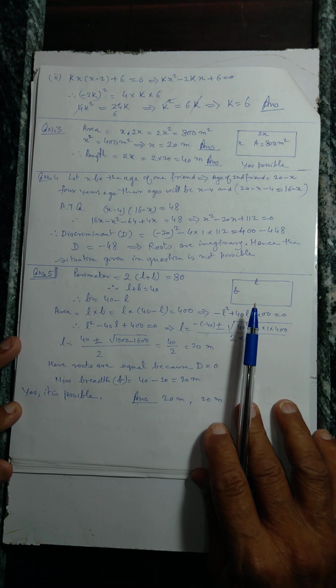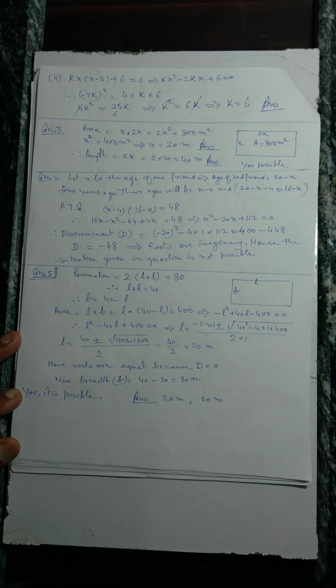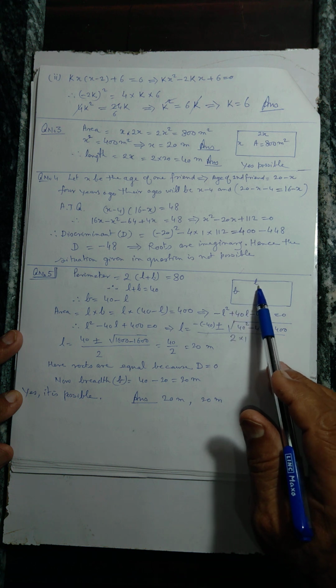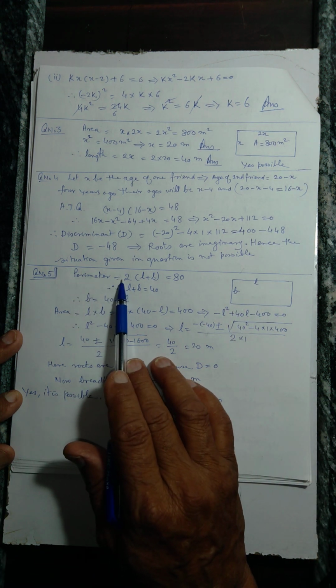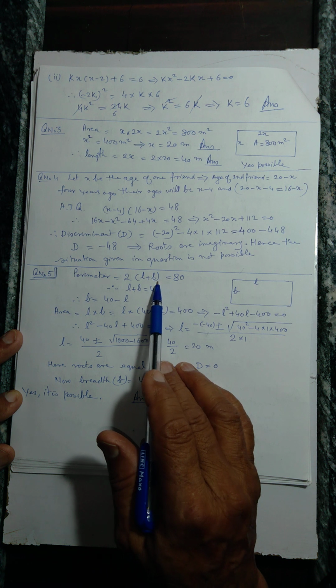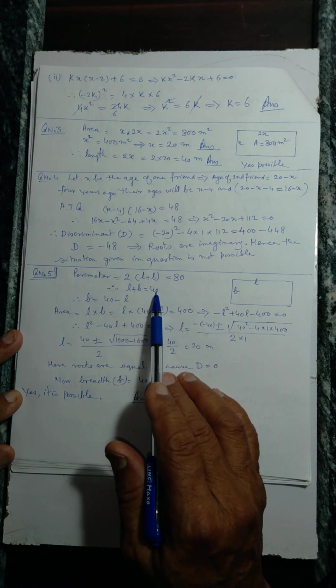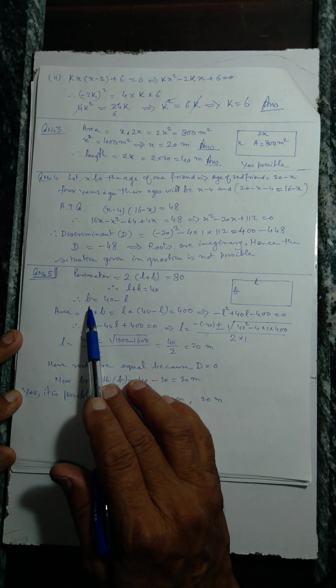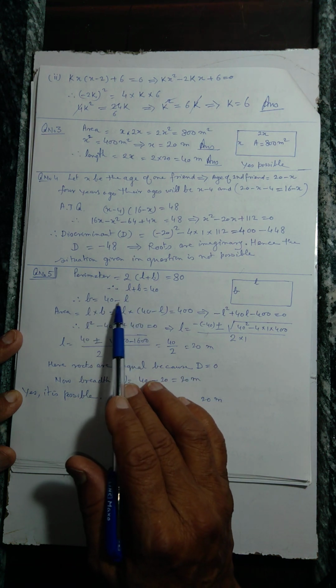Now come to the fifth question. Is it possible to design a rectangular park of perimeter 80 meters and area 400 square meter? If so, find its length and breadth. You see, I have drawn a rectangular field whose breadth is b and length is l. So the perimeter will be equal to 2 times l plus b, bracket close, that is equal to 80. L plus b is equal to 40, divided by 2. So breadth will be equal to 40 minus L.